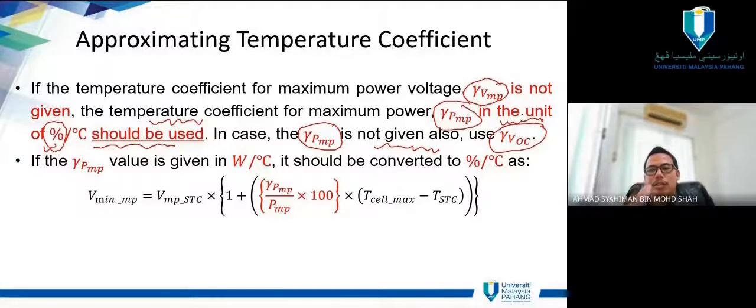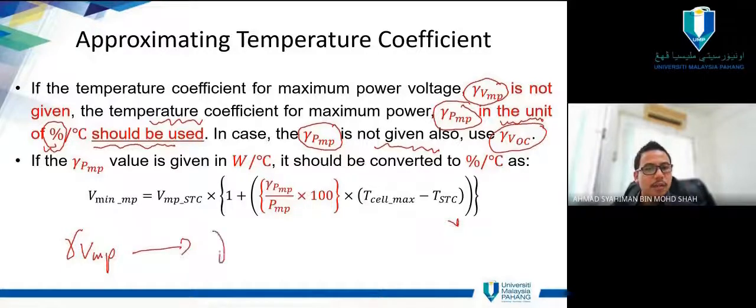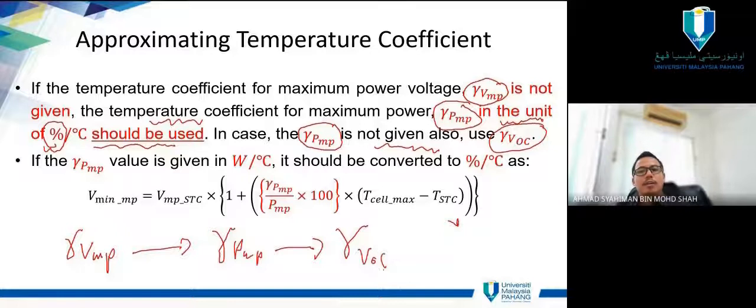But the chronology is, first, you need to look for the gamma VMP. If not given, go for the PMP. If it's not given, then finally go for the VOC. Okay, go for the VOC.